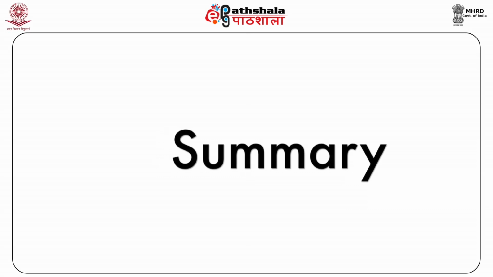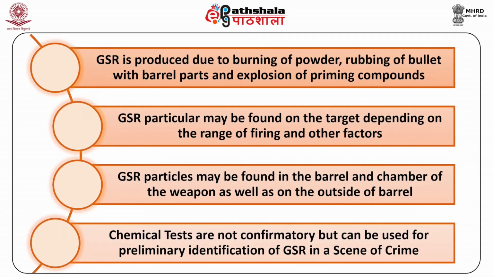Summary: GSR is produced due to burning of powder, rubbing of the bullet with barrel parts, and explosion of priming compounds. GSR particles may be found on the target, and when the target is a human being, they may exist on the body of the victim and on his clothes, depending on the range of firing and other factors.